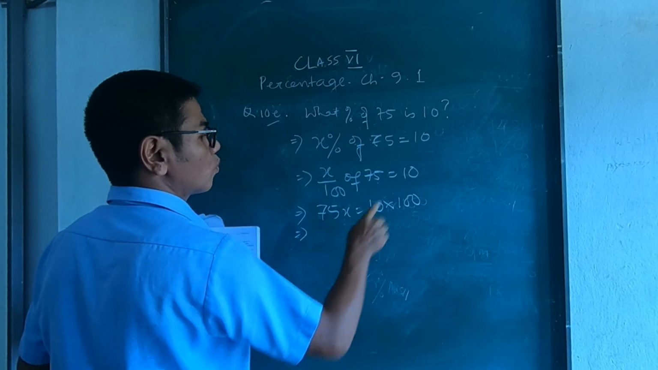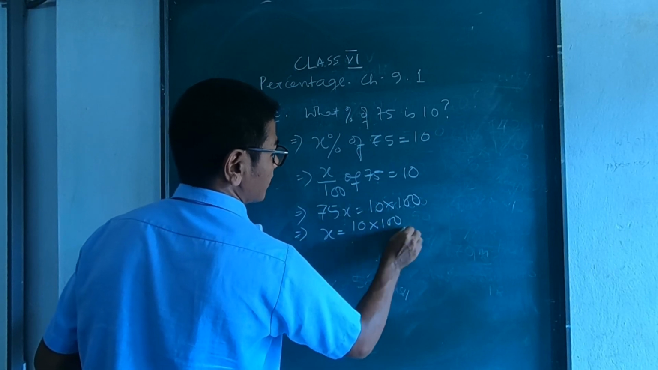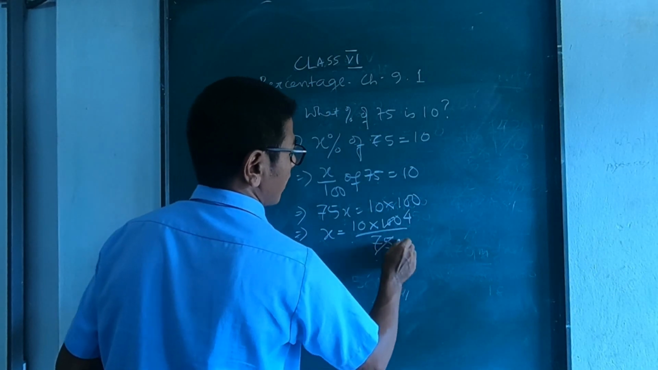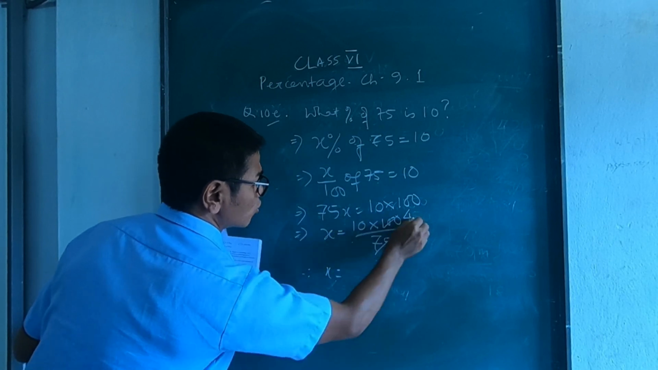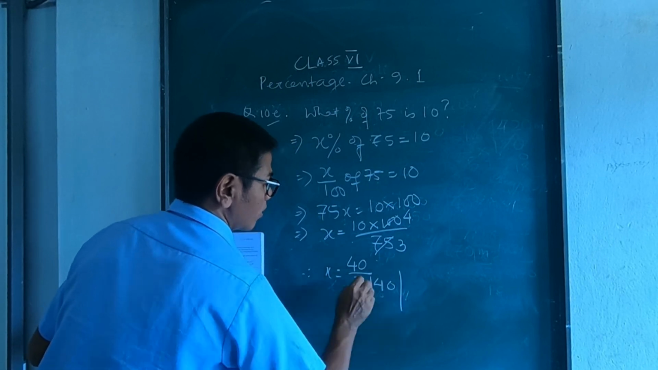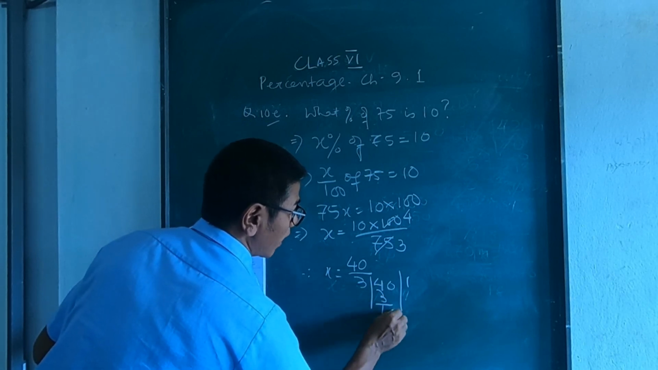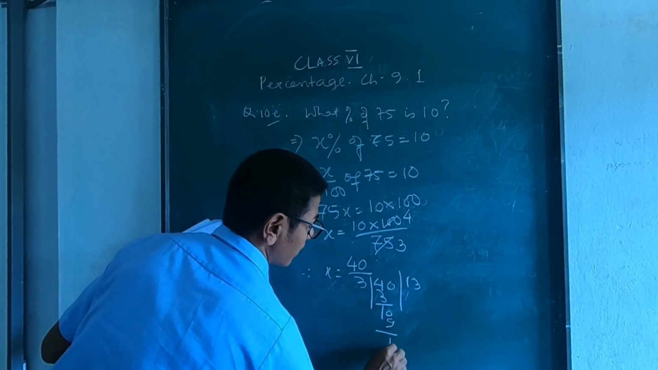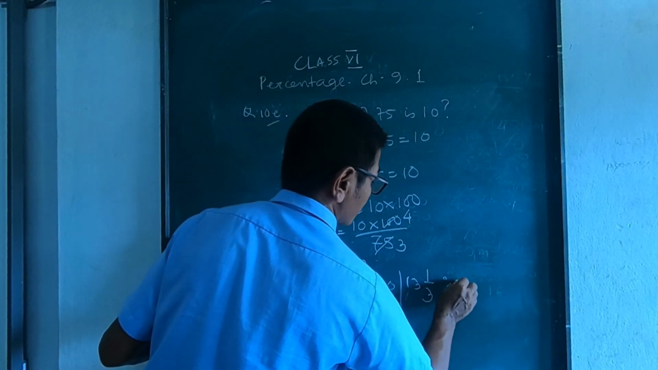Transpose this 75 to the right side where multiply becomes divide. So 25 4s, 25 3s. Thereby x is 10 into 4, 40 divided by 3. When divided, 3 1s is 3. Subtract it, 4 minus 3 is 1. 3 3s are 9, remainder is 1, so 13 1/3%.